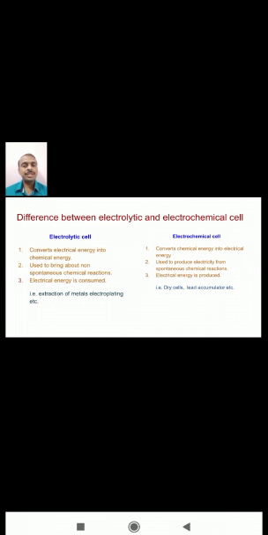Now we have to differentiate between the electrolytic and the electrochemical cell. The electrolytic cell converts electrical energy into chemical energy, the reactions occur non-spontaneously and it consumes electric energy. Examples are extraction of metals and electroplating. While the electrochemical cell converts chemical energy into electrical energy. It is used to produce electricity from a spontaneous chemical reaction. Examples of electrochemical cells are dry cells, lead accumulators, etc.